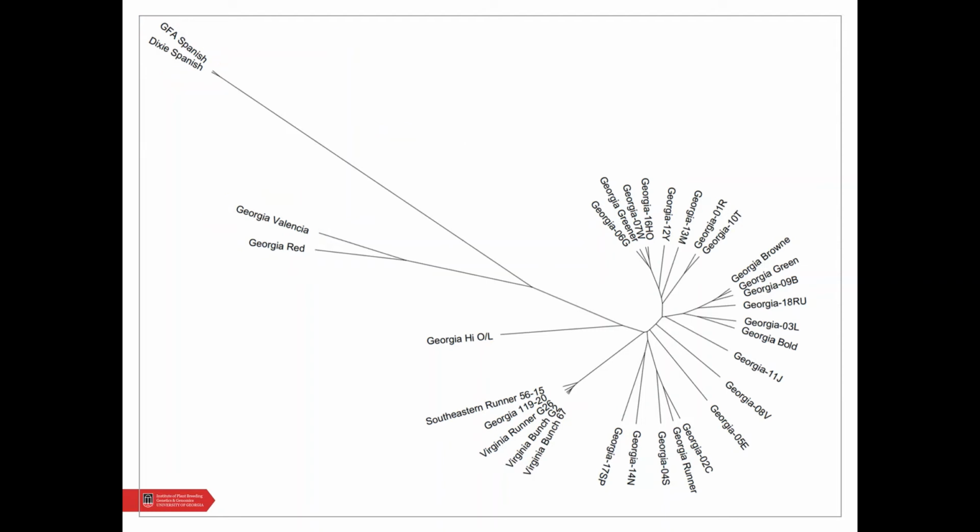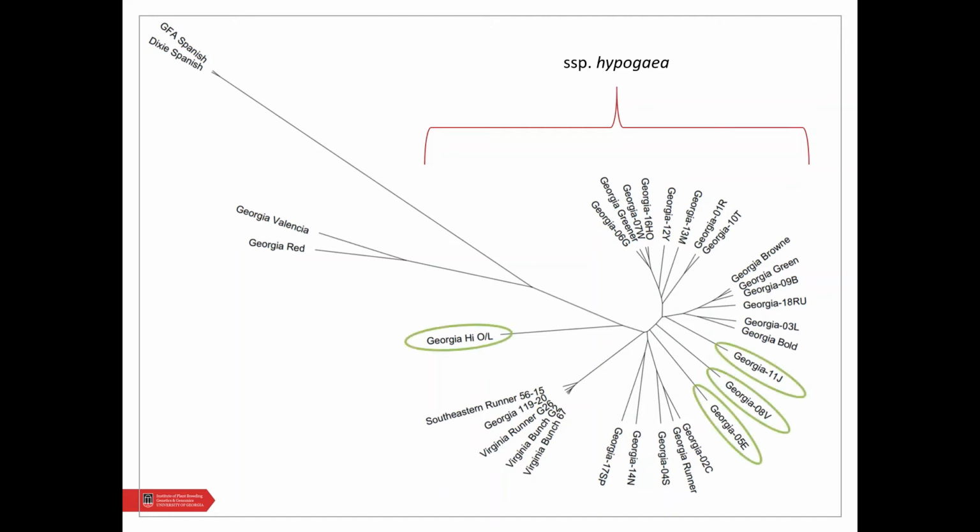We have this big cluster on the right half of the slide, which includes all the hypogaea subspecies. So these are our runners and our Virginias. The first thing that stands out is our modern Virginia cultivars, circled in green here, which includes Georgia HiOL, Georgia 05E, Georgia 08V, and Georgia 11J. They form distinct offshoots from the hypogaea group, not clustering with the modern runners.